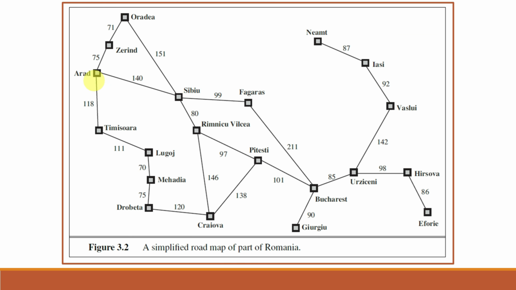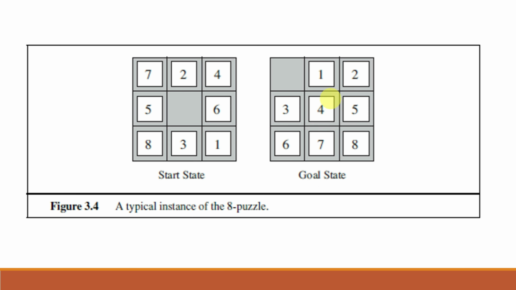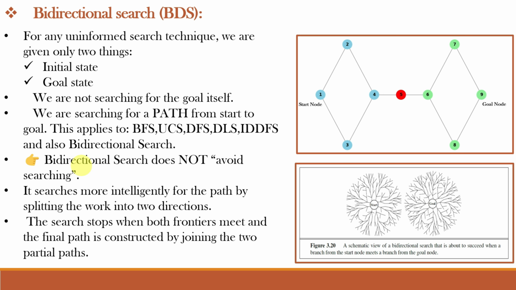For example, here we want to reach from Arad to Bucharest, which is our goal. And here we want this final arrangement, which again is our goal. Okay. So we always know what our goal is. We are just searching how to reach that goal efficiently. Now coming to bidirectional search, it does not avoid searching. It still searches for a path just like other techniques. The difference is it searches in a smarter way.